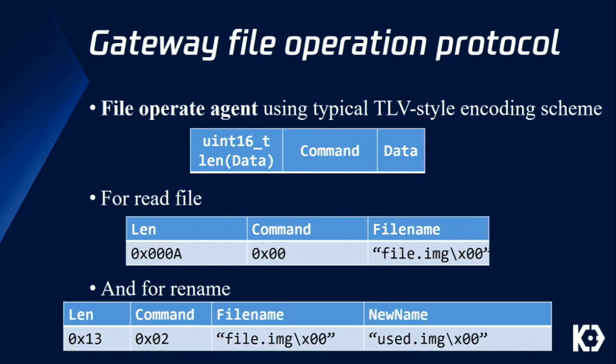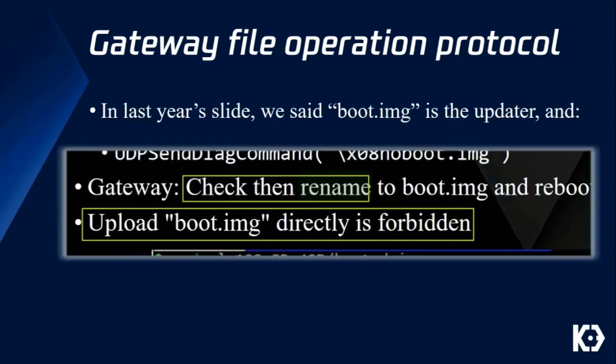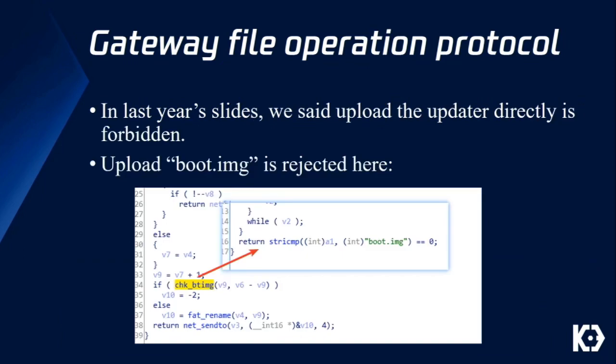And you can read a file, for example here I want to read the file image. I can also rename a file, for example from image to used image. However, if you want to transfer the updater, which is named boot image, directly to the gateway, it's prohibited. Why? Because it's rejected here. There is code that forbids a boot image from being uploaded directly or renamed from an existing file.